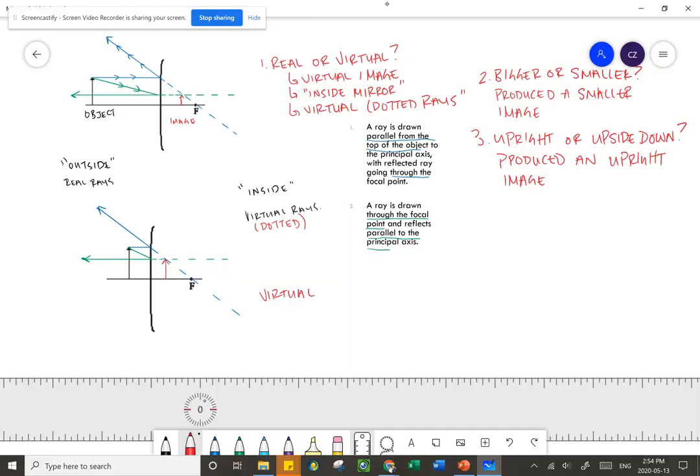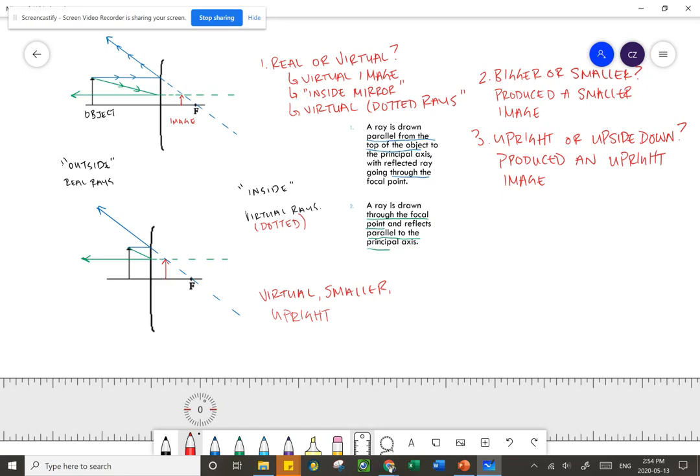Like before, it's made of rays that are inside the mirror, on this side of the mirror, and it's also made of those dotted reflected rays. We can also see that it's smaller. Okay, the original object is a lot bigger than the image. And we can see that it's also upright. It's not turned upside down. That should be the case for all convex mirrors. Okay? For convex mirror problems, when you're drawing ray diagrams, you should really always get virtual, smaller, and upright images. If you don't, you may have done something wrong with your ray diagrams.